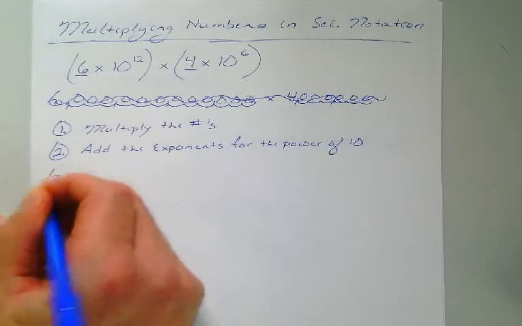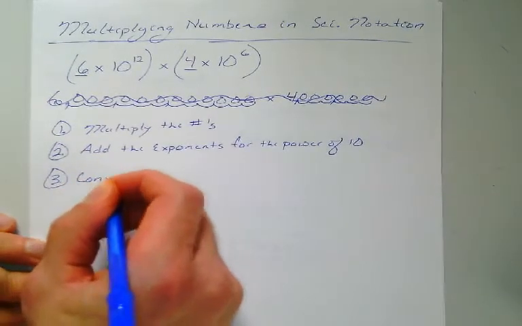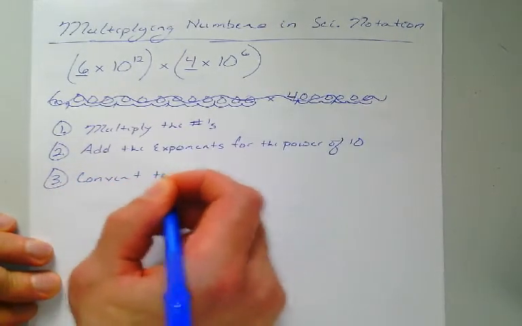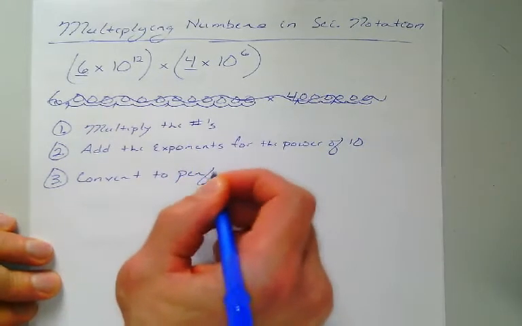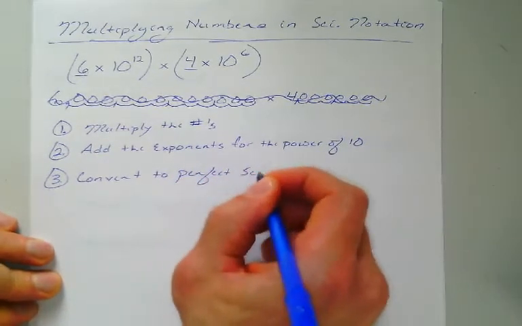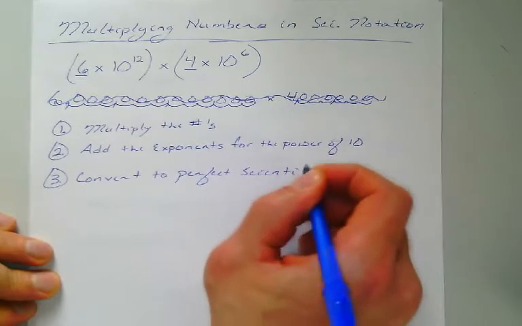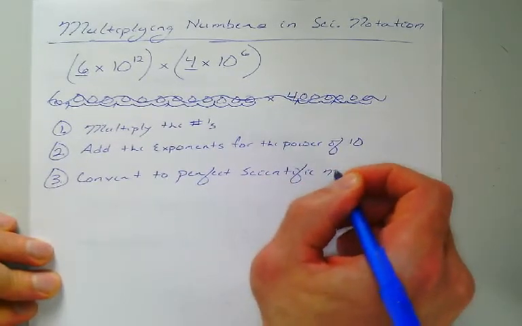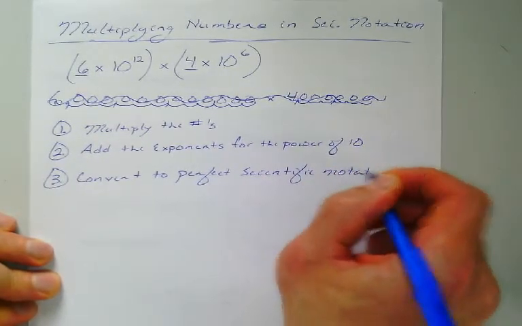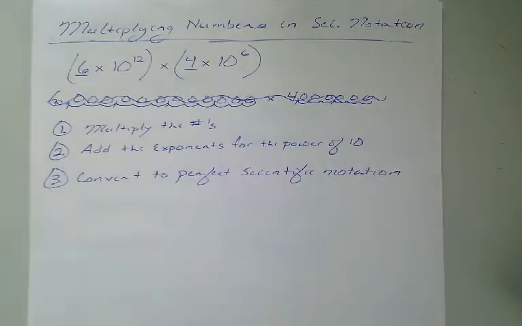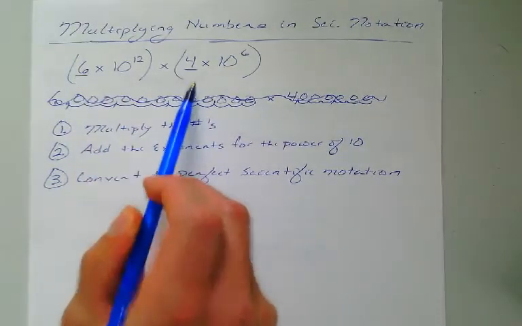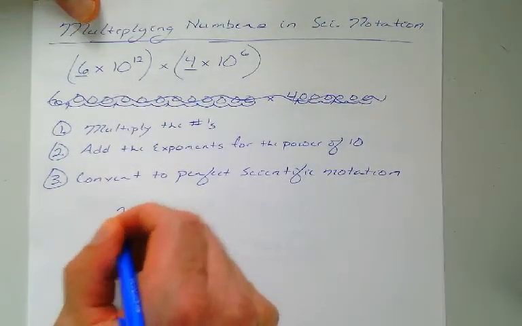Step 3, convert to perfect scientific notation. In the last video, I explained what that is. All right. So those are our 3 steps for multiplying numbers in scientific notation. So step 1, multiply the numbers. 6 times 4. Great, that's 24.